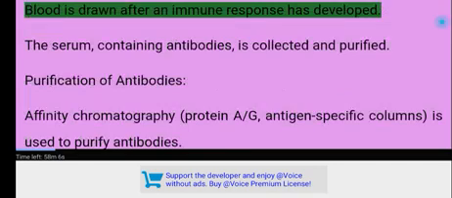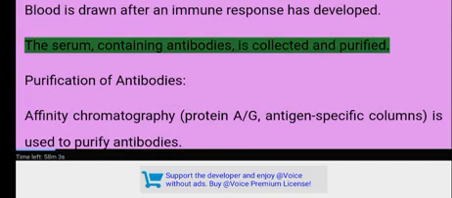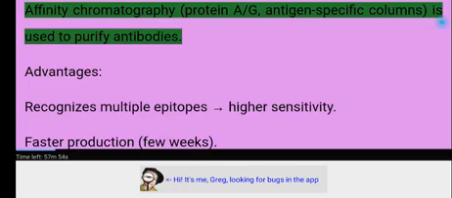Blood collection and serum preparation. Blood is drawn after an immune response has developed. The serum, containing antibodies, is collected and purified. Purification of antibodies: affinity chromatography, protein A/G or antigen-specific columns, is used to purify antibodies.